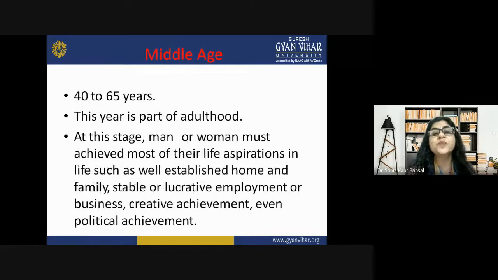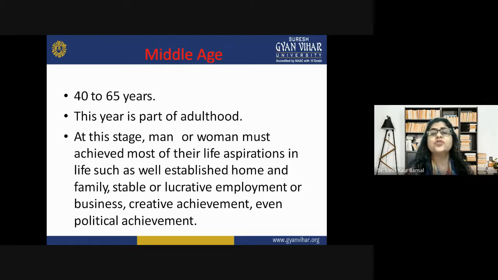Now here comes middle age. Middle age is from 40 to 65 years, and this is actually part of adulthood. So at this stage, man or woman must achieve most of their life aspirations. If they want to achieve anything in life, they must have gotten it by this time.